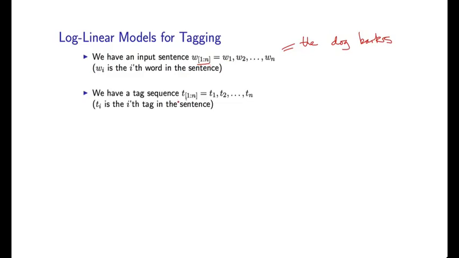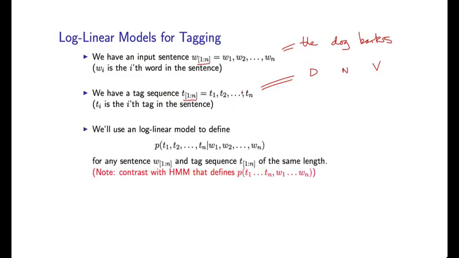And in addition, we have some tag sequence, t1 through tn. So we might, for example, have the sequence D N V equal to t1 through tn. And similarly, I'll use this notation t sub 1 colon n as shorthand for this entire sequence. Now, the key idea in log linear models is we'll see how to construct a model of the conditional probability of any tag sequence given an underlying word sequence.